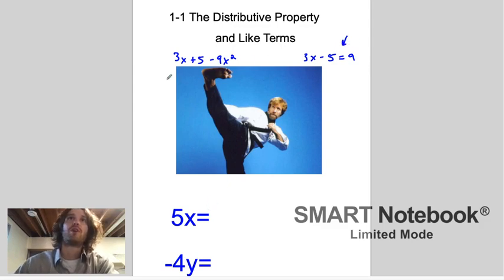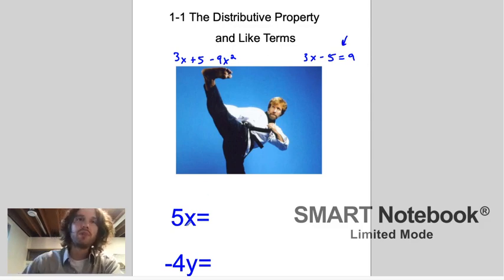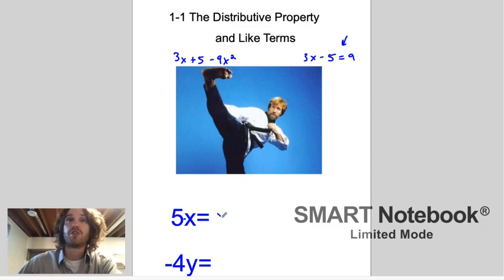Expressions and equations both have terms, and an equation is usually made up of two expressions. When I say 5x, it's representing multiplication, which is just repeated addition. That's x plus x plus x plus x plus x. That's if it's positive. If the term is negative, that means repeated subtraction, so this would be negative y minus y minus y minus y. How many x's did we have? It's adding x's 5 times. Well, this is not very fun to write.